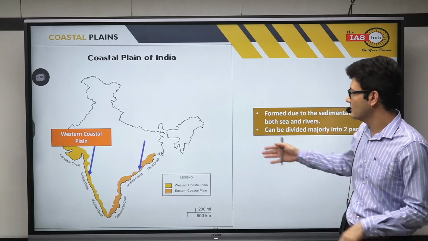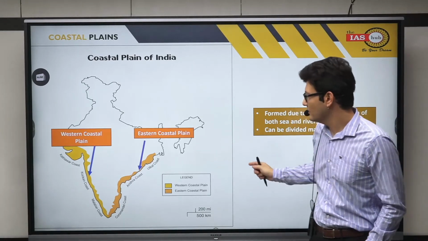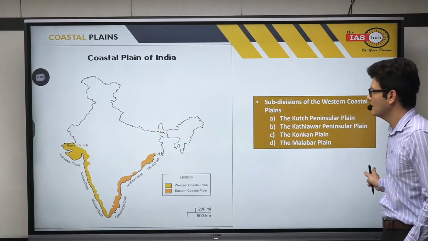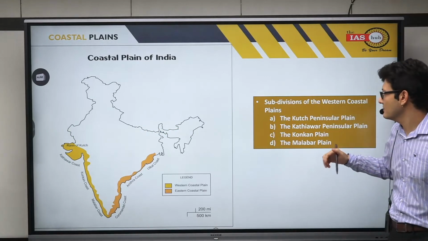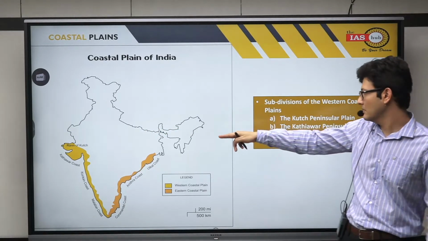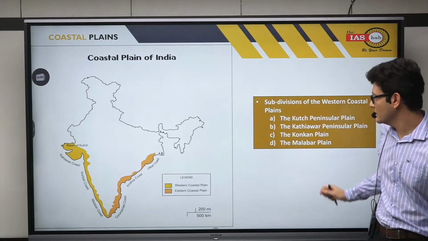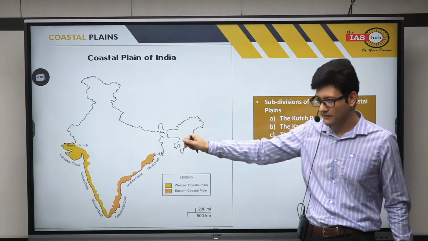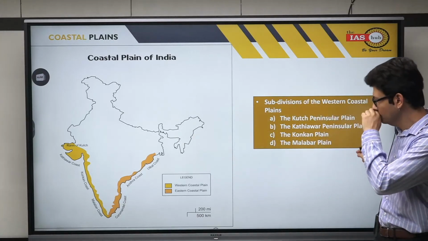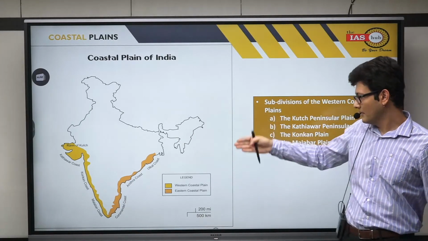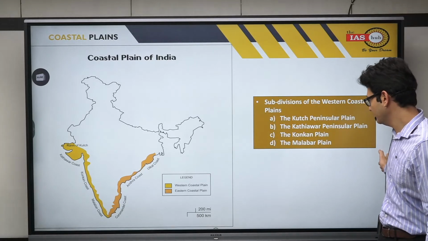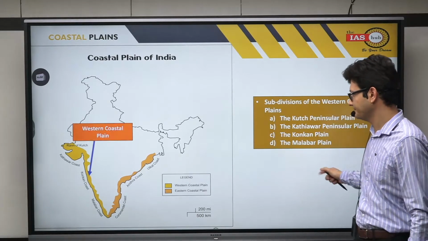So this is the Western Coastal Plain, and this will be the Eastern Coastal Plain. Now the subdivisions of the Western Coastal Plain, as we have seen: the Kutch Peninsular region, Rann of Kutch, the area of Rann of Kutch. Then we have Kathiawar Peninsular Plain in the southern side of it. Then we have Konkan Plain covering the area of Maharashtra and Goa. Then we have Malabar Plains.